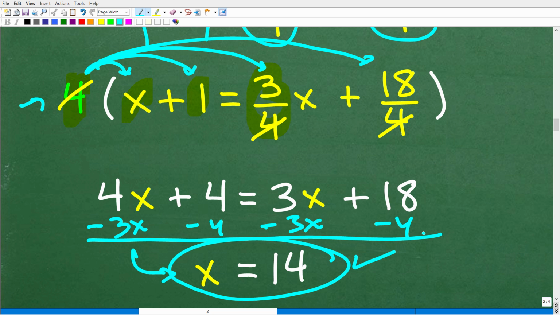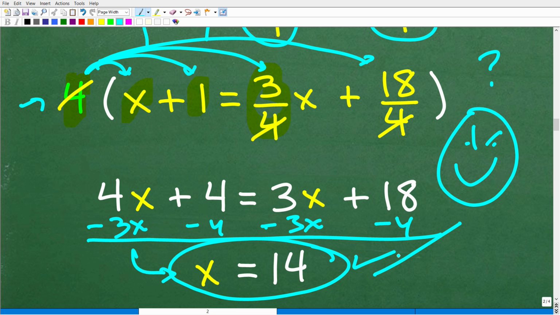Now, don't just rush. And this is another mistake that a lot of students do. They're like, I am so great at math and algebra. I got the answer. I wasn't lost. X is equal to 14. I'm done. Here you go, teacher, because I want to kind of move on and see what text messages I have. Don't do that, okay?